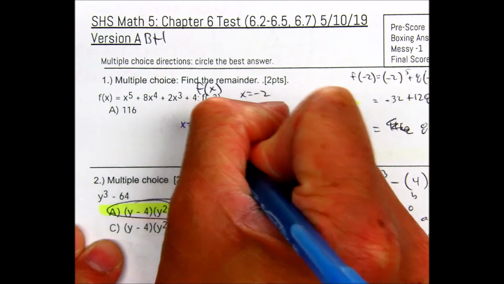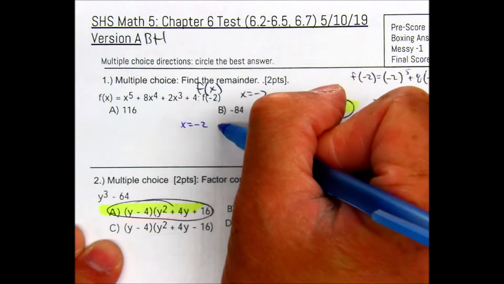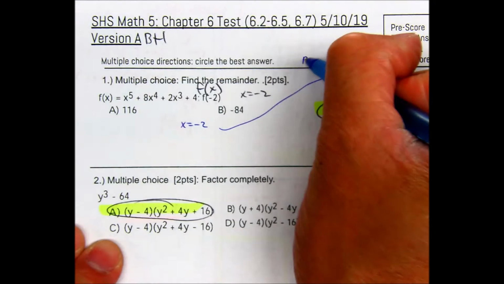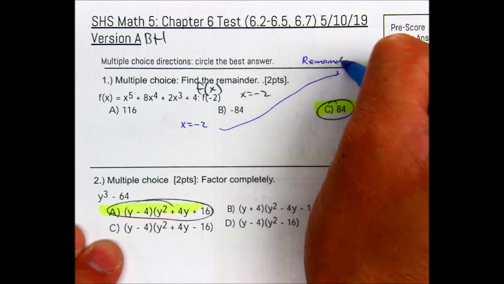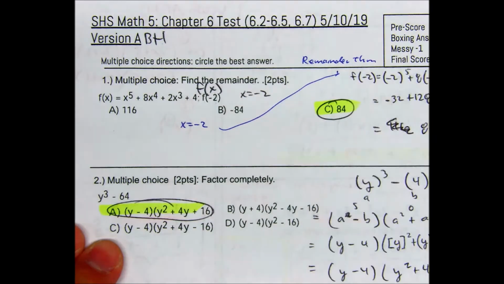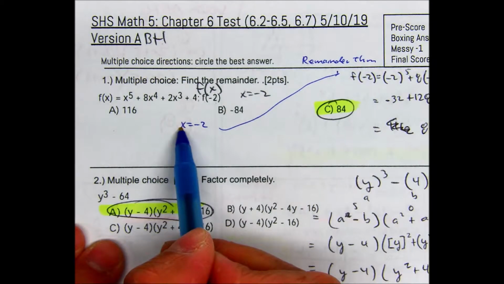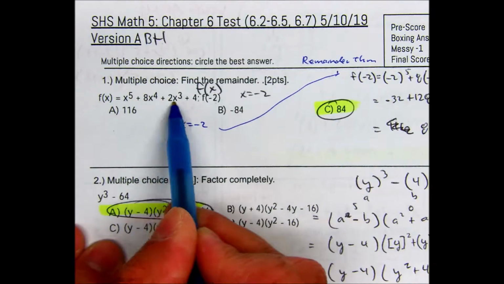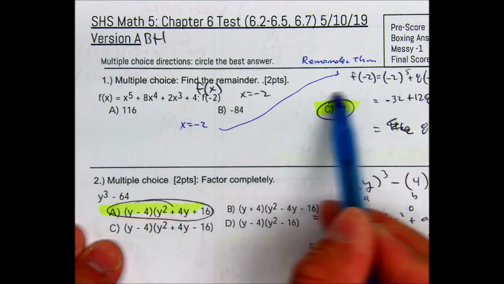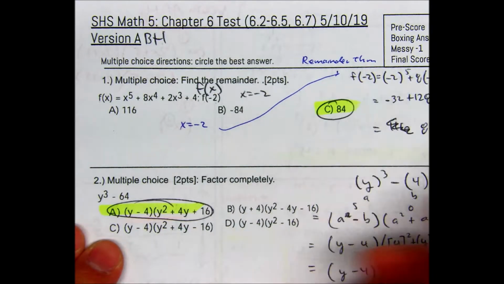You can do a couple of things. You can use the remainder theorem. I thought that was the easiest. You basically take x equals negative 2 and you replace every x value with what? Negative 2. I'll go over that in a second.